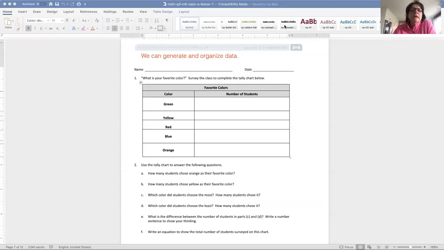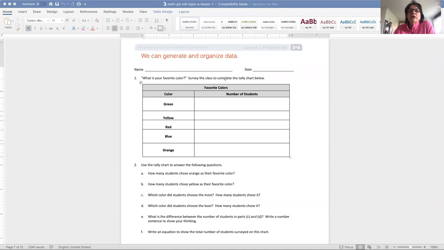Okay, boys and girls, this is your guided instruction for lesson 1 problem set, in which our learning objective is that we can generate and organize data. So yesterday I sent out a message on Dojo and I asked you to respond with your favorite color. And this is the information I got. We're going to put it and organize it in this table right here.